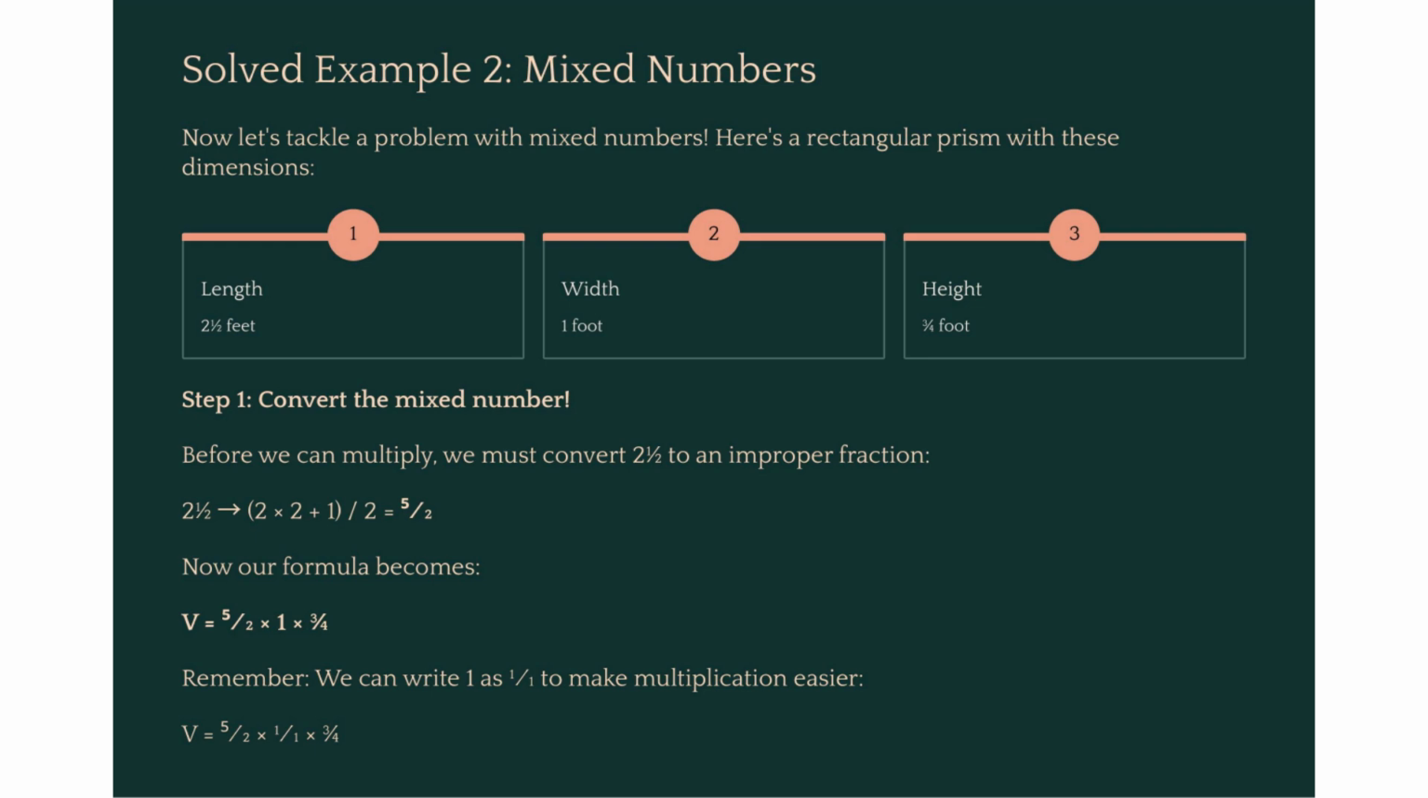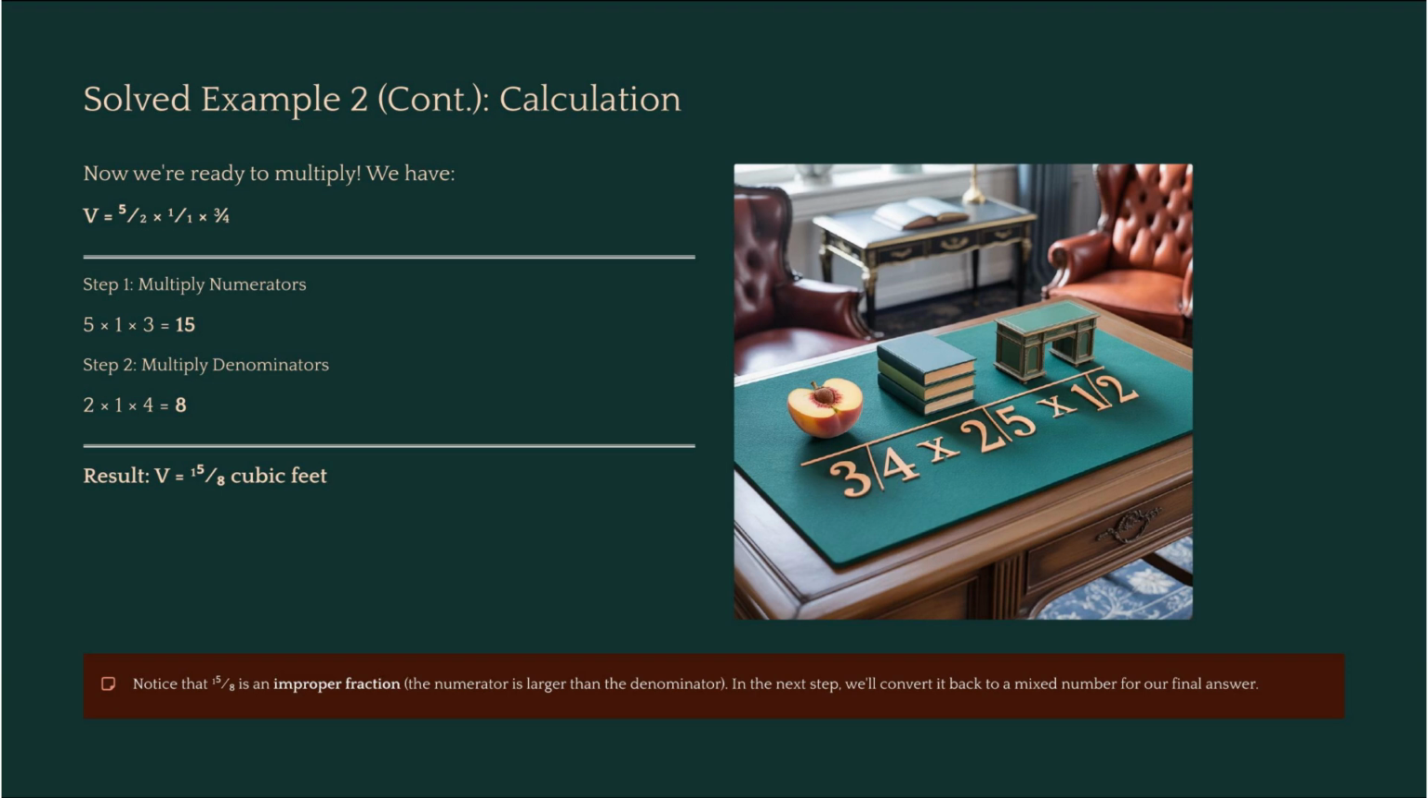Our first move is step 2. Convert 2 and 1/2 to an improper fraction, which is 5/2. Our multiplication now looks like V equals 5/2 times 1 times 3/4. Since 1 is a whole number, we can write it as 1/1 to make the multiplication easier. V equals 5/2 times 1/1 times 3/4.